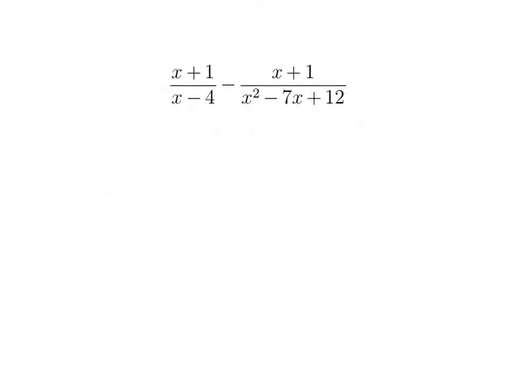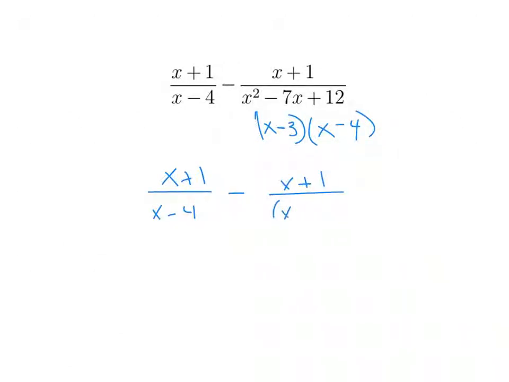Okay, so in this example, I'm going to do the same thing. I'm going to try to factor both of the denominators. The first one's already factored, so I don't need to do that, but the second one I do need to factor. I can use AM again, because it's a trinomial. The factors of 12 that add to 7 are negative 3 and negative 4. So rewriting this, I have x plus 1 over x minus 4 minus x plus 1 over x minus 3 times x minus 4.